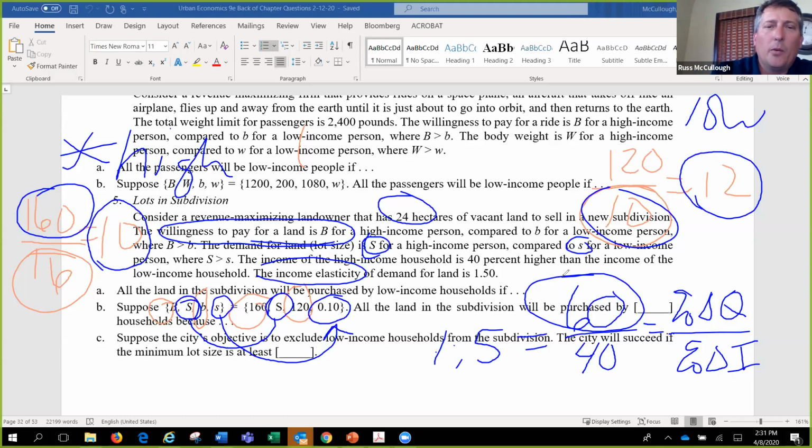We know that low income people, the author gave it to us right here, right? What's the lot size? 0.1. So 0.1 of a hectare is the low income person. And how much bigger of a lot do high income people want to buy? Go to the chat box for that. 60% bigger. So how could we do that? Why don't we chat box that one? If you guys want to tell me, how would we look at the lot size of the high income person?